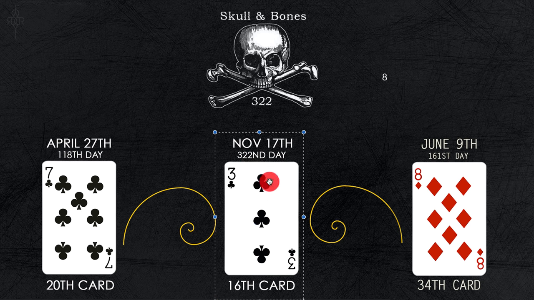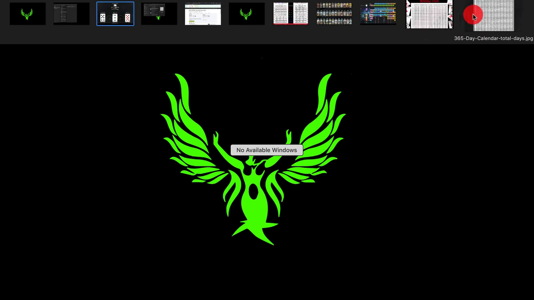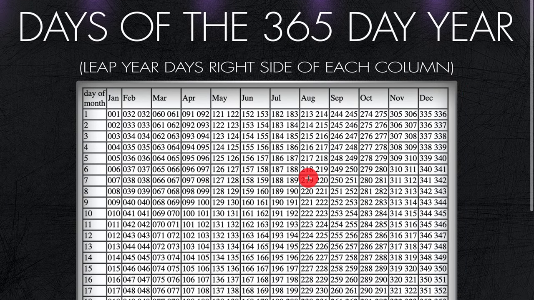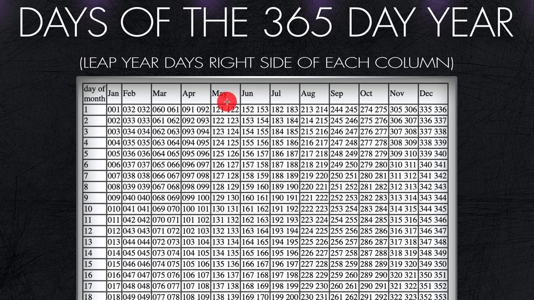For instance, this organization uses that number 322. So the 322nd day of the year is November 17th. Now, I want to digress and show you this because this is the 365 days of the year, and there are two columns. There is the one on the left and then the one on the right. The one on the left is that day of the year through the common years, and the one on the right is that day of the year in leap years. Now remember, leap years are every 4 years.